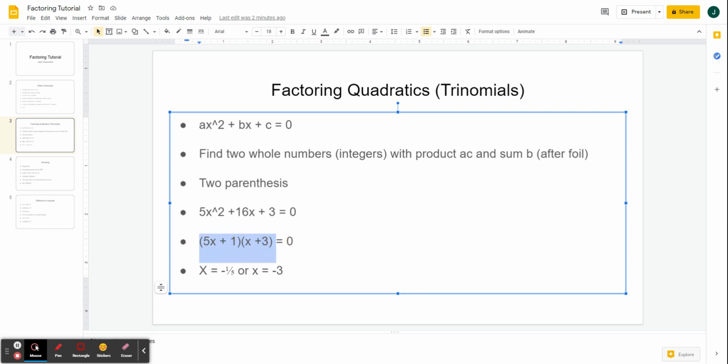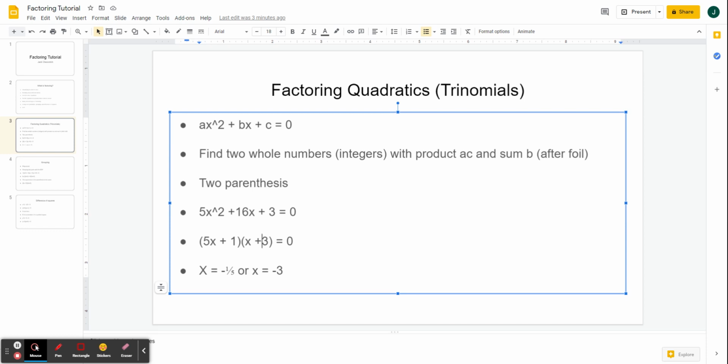FOIL stands for front, outer, inner, and last, which is like you multiply the front by the front of this part, and then you multiply the two outer parts and the inner parts, and then the last, in order to get this equation. Like 5x times x, which will be the front part, will equal 5x squared. And then when you do the rest of it out, 5x times 3 is 15x, 1 times x is just x, and then you add them together and get 16x. And the last part is just a constant. So you could do it backwards in your head, and that's probably one of the easier ways to think about factoring trinomials.